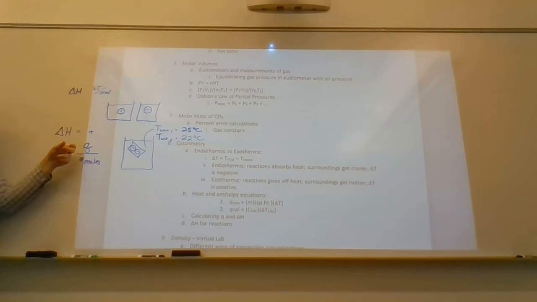For example, positive here and negative here? No, because you can't have negative moles. That's right. So if this were positive, which we are saying it is in this case, then this could not be negative because there's no such thing as negative moles. So delta H and Q always have the same sign, always.